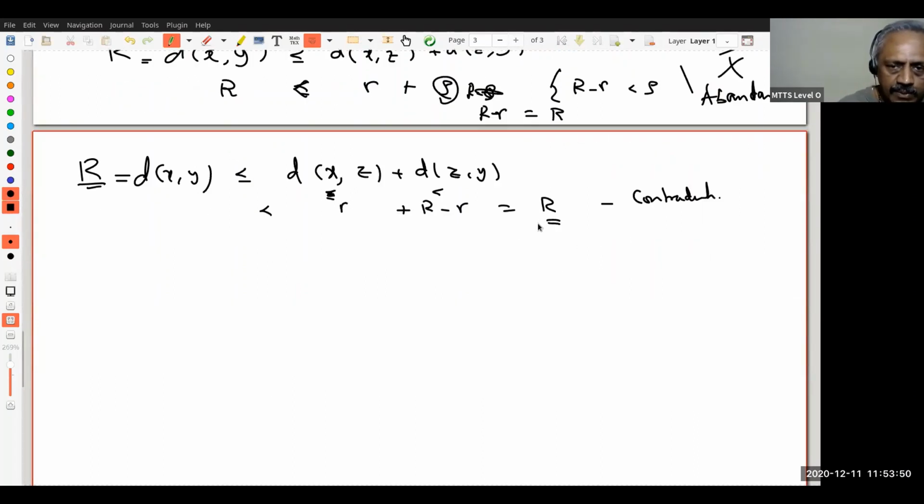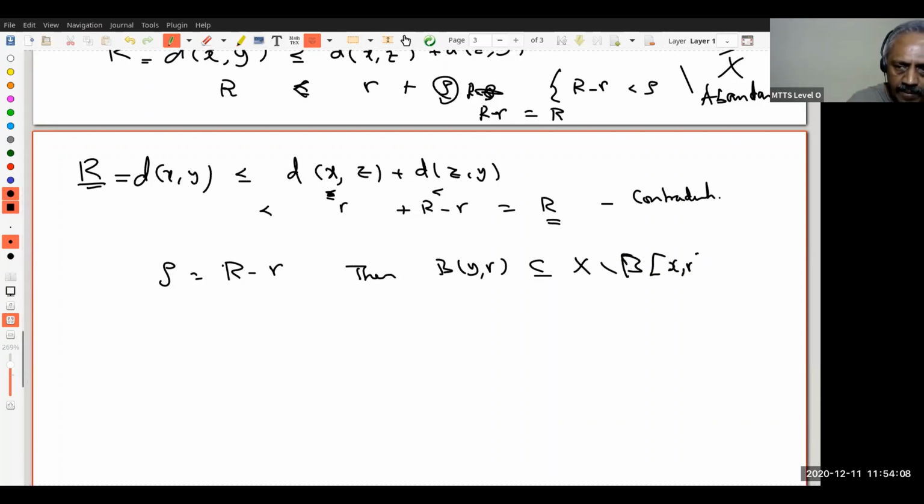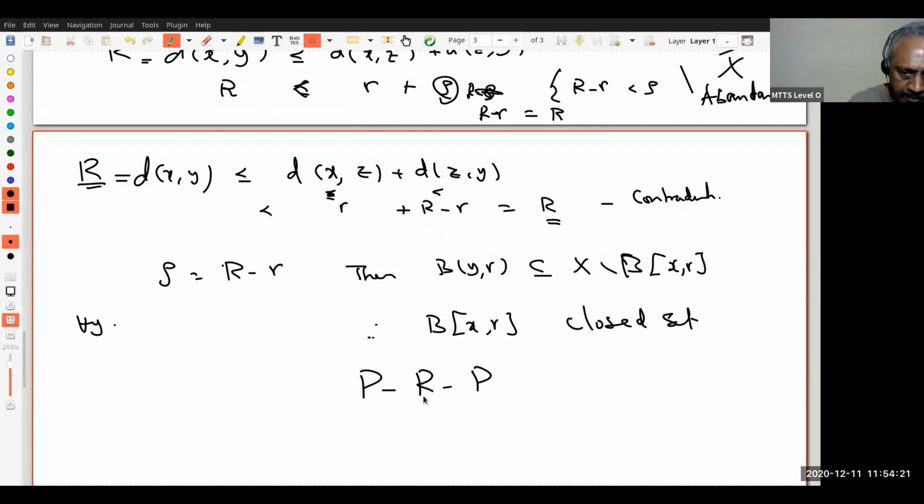So what do you think I have proved? I have proved that if I take ρ equal to R minus r, which is okay, then B(y, ρ) lies in X minus the closed ball B[x, r]. This is true for every y. Therefore, B[x, r] is a closed set. Pause, review, proceed.